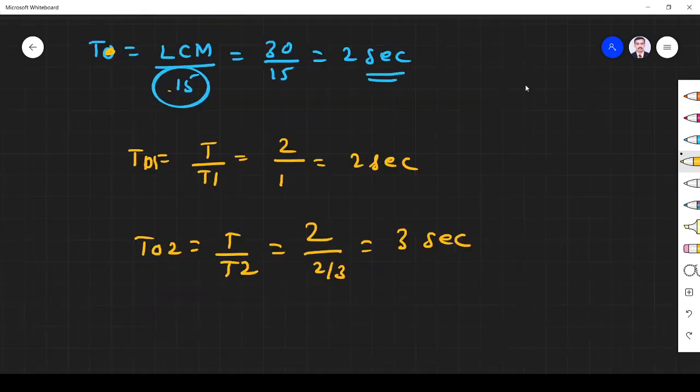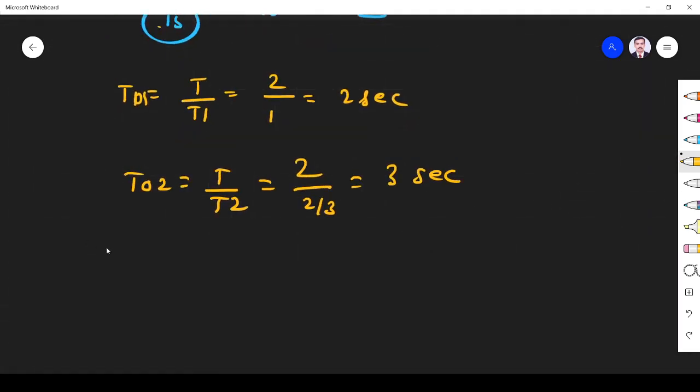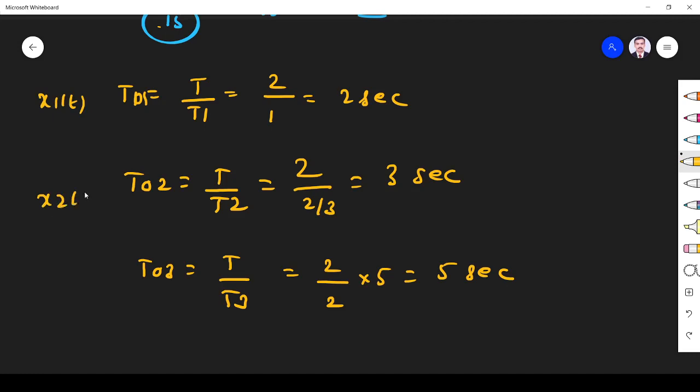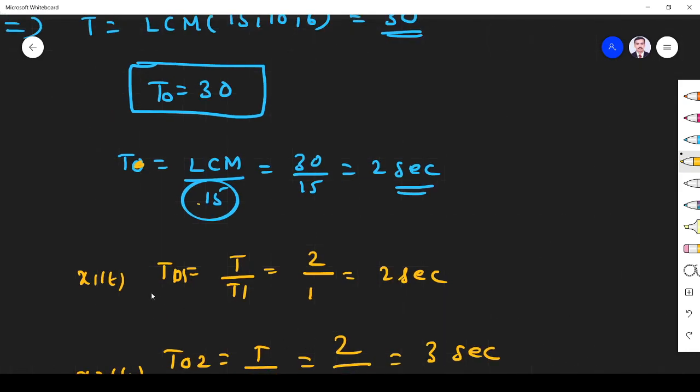Similarly, for signal 3, that is T by T3. We know T is 2, T3 is 2 by 5, so it is 2 into 5 by 2, which is 5 seconds. This is the fundamental period of signal x1 of t, this is the fundamental period of signal x2 of t, and this is the fundamental period of signal x3 of t. Clear? The common fundamental period is 2 seconds.